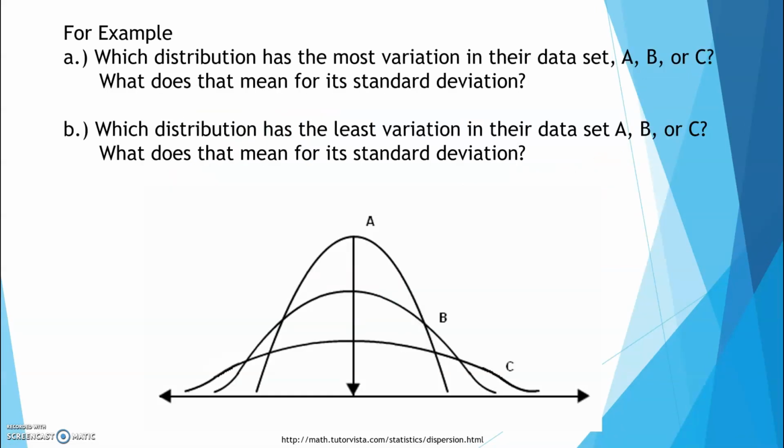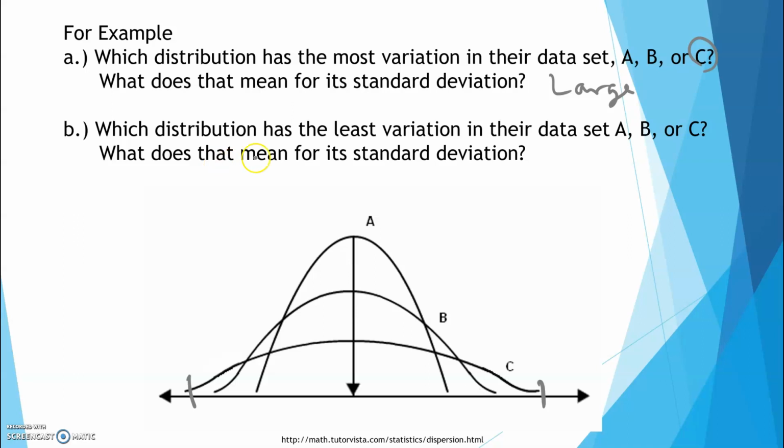Okay, so if this is A right here, B is kind of in the middle, and C is the longer stretch here, which distribution has the most variation, A, B, or C? Well, since C goes from here all the way out to here, it has the largest spread. That's got to be C right here, the most variation, which means its standard deviation is going to be large because it has the largest spread.